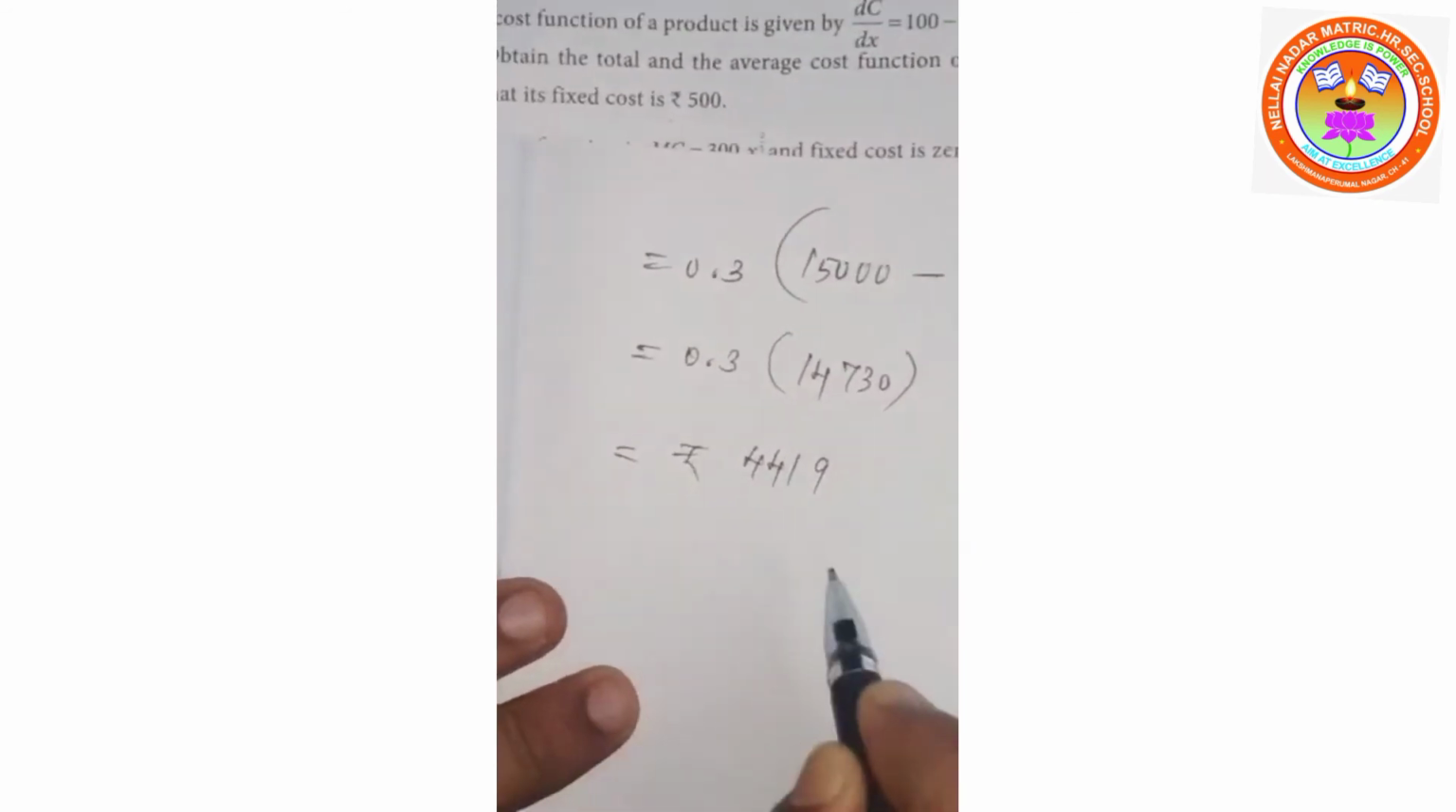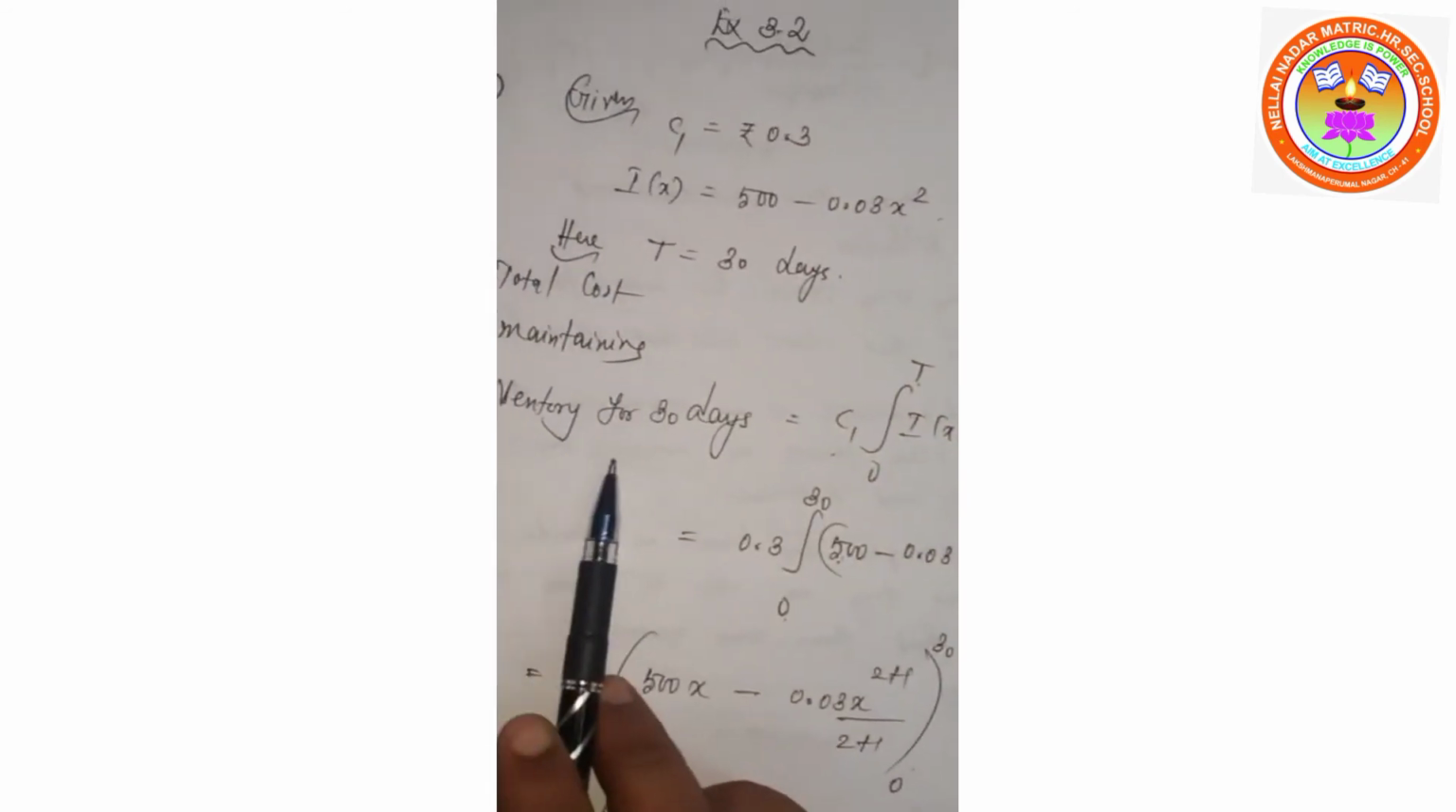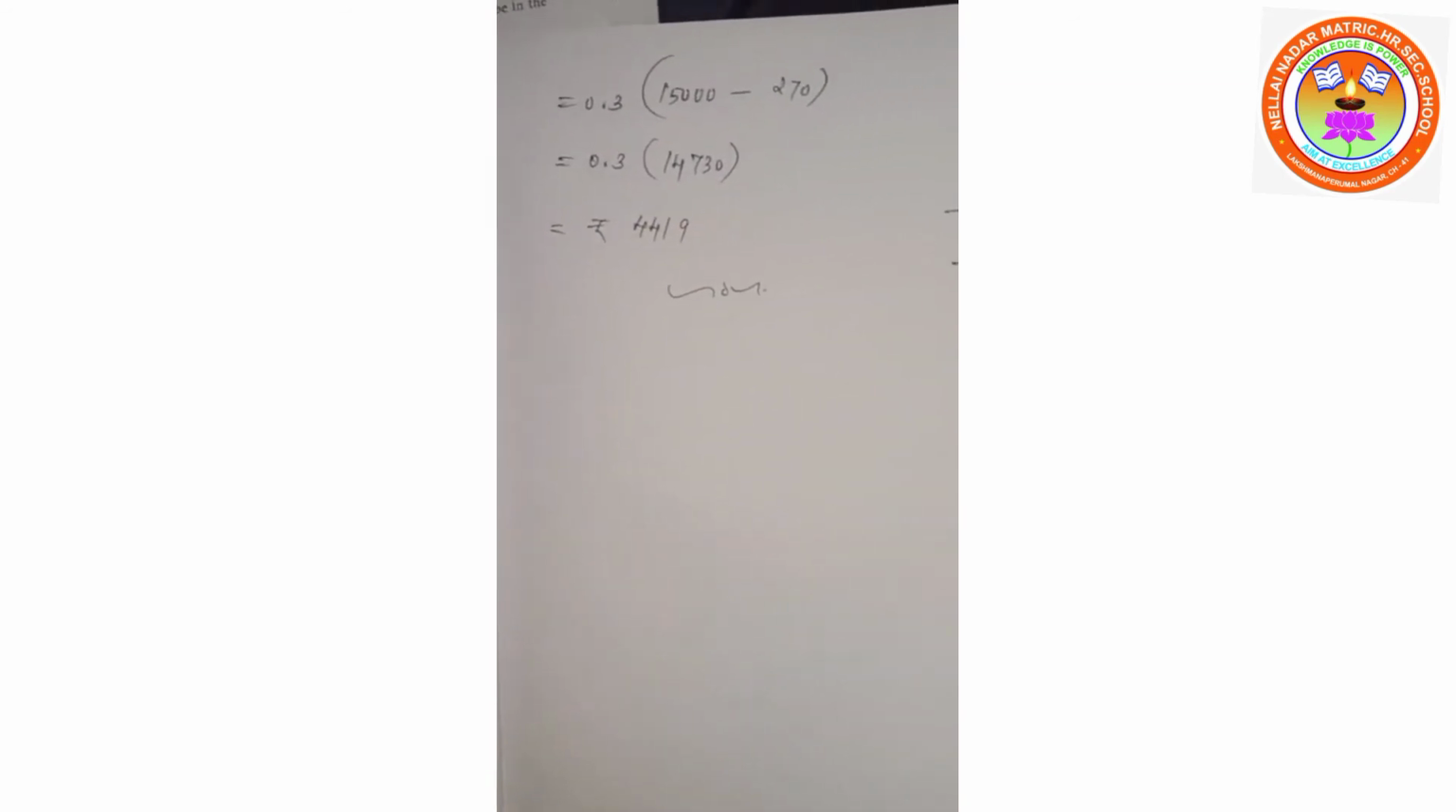4419 rupees. That is the total cost of maintaining inventory for how many days? 30 days. So problem number 4 is over. Then I'll be teaching the next problem in the next video.